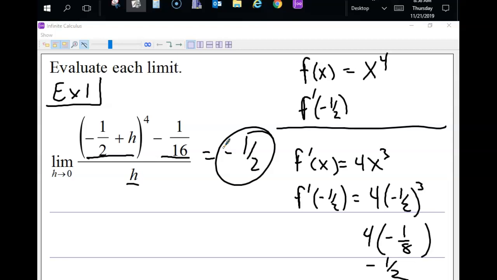Okay, so that's how they're going to ask it on the test. They want you to be able to identify that if that's a derivative, and they're going to expect you to use the shortcut rather than to evaluate this the old school way. Okay, that's it. So we're just going to do a couple of those today, and that'll be our lesson.